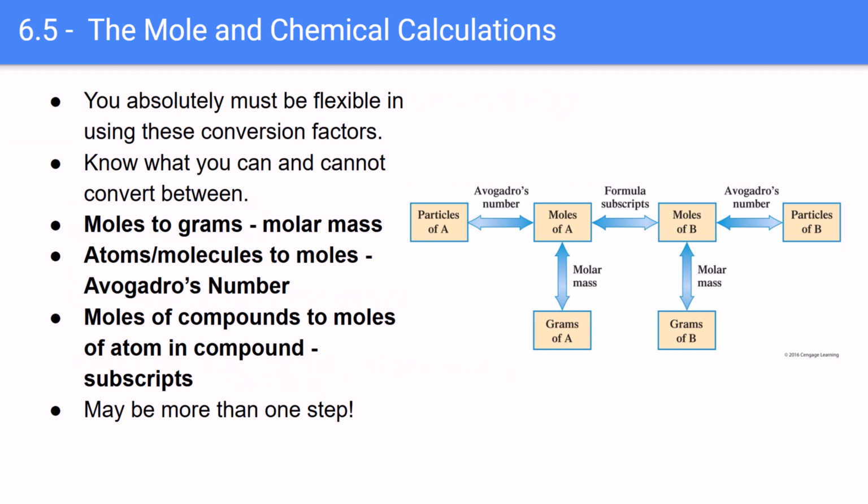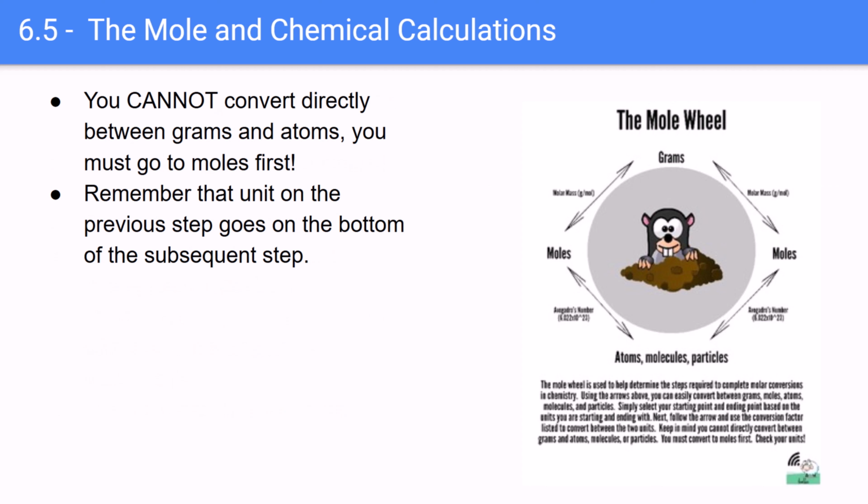Now, the big thing here is that you have to be flexible when using these conversions. Know what you can and cannot convert between. If we want to go between moles and grams, we're going to utilize the molar mass. If we're going between atoms and molecules to moles, we use Avogadro's number. There may be more than one step involved, depending upon where we're starting and where we're trying to go. So it's very important to read the question carefully and know what you can and cannot do. You cannot convert directly between grams and atoms of something. That is a no-go. You have to go through moles first. There is no direct conversion between atoms and grams.